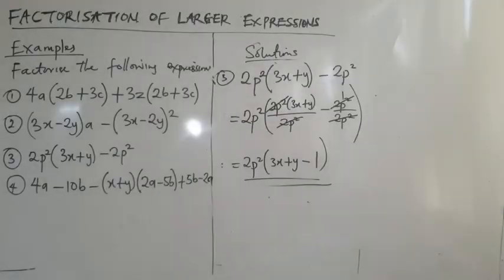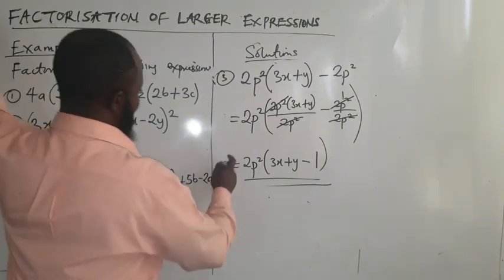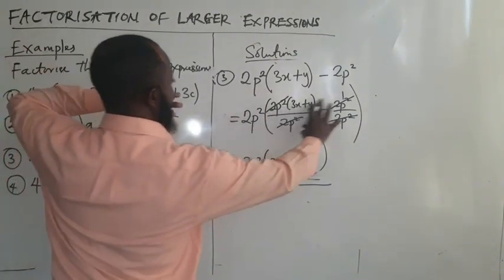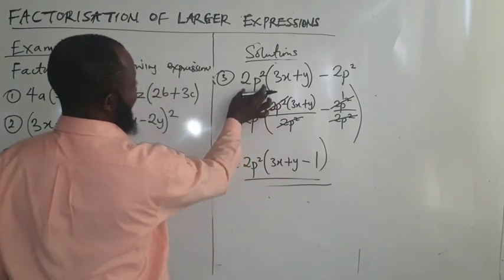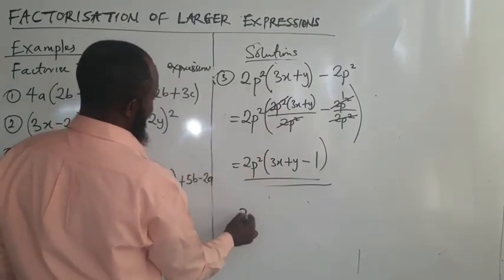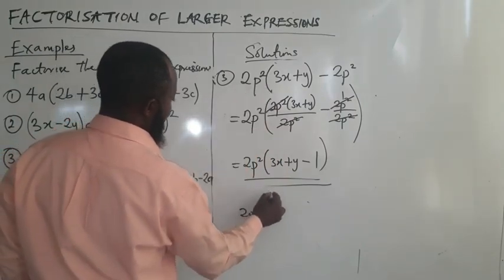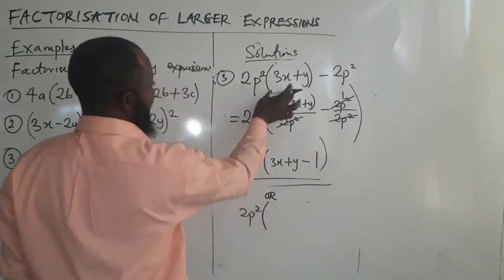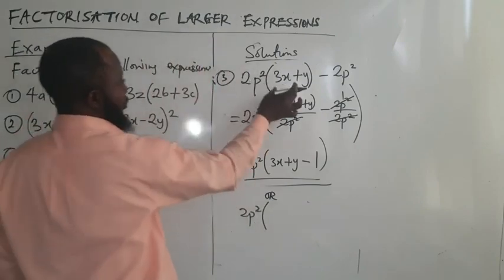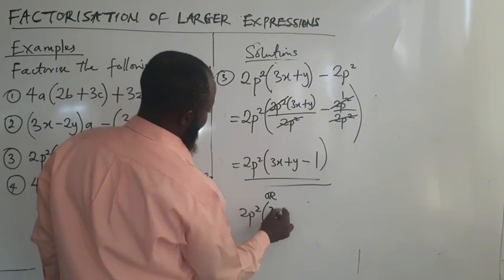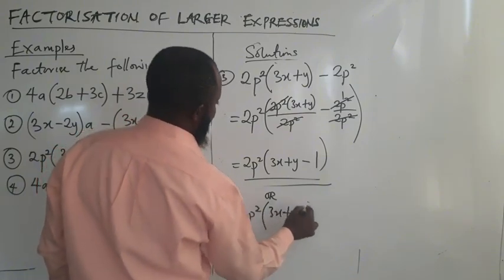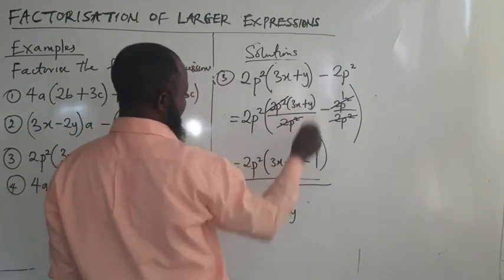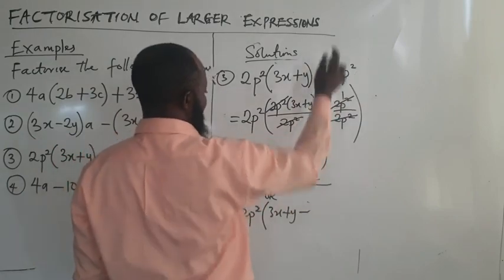So that is that. And before we look at number 4, you can adopt another shortcut without having this. Since what is common here is 2p squared, it should just be 2p squared into bracket. When you bring this one out, you are left with this one, that's 3x plus y. When you bring this minus out, you have 1 left.